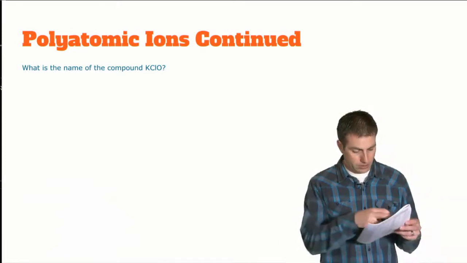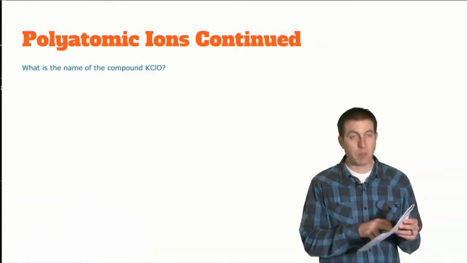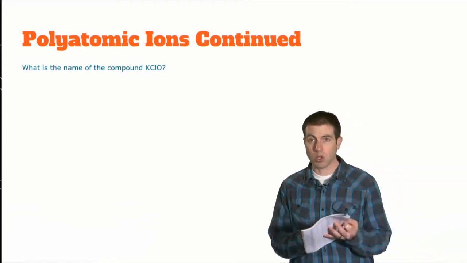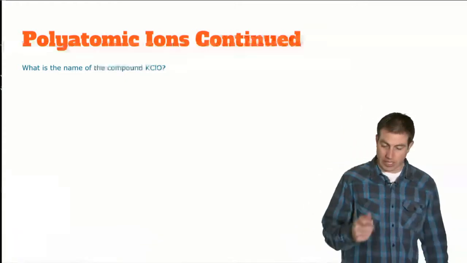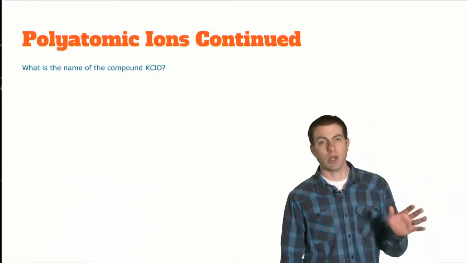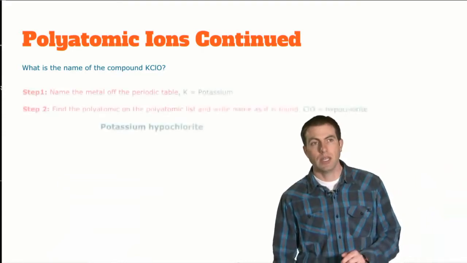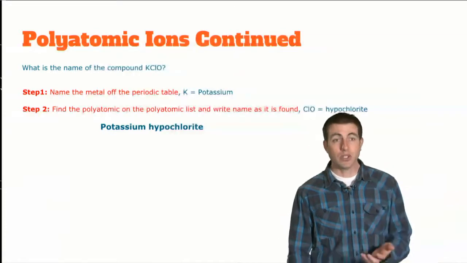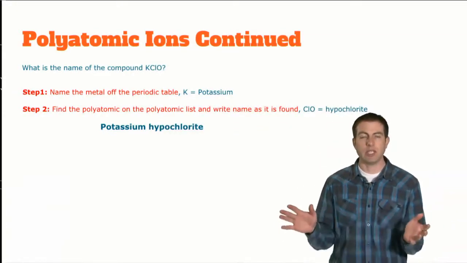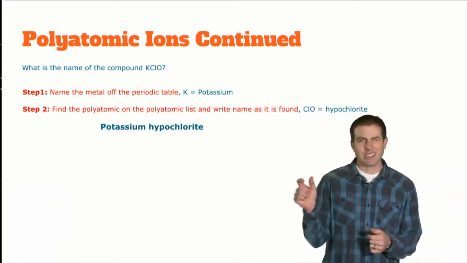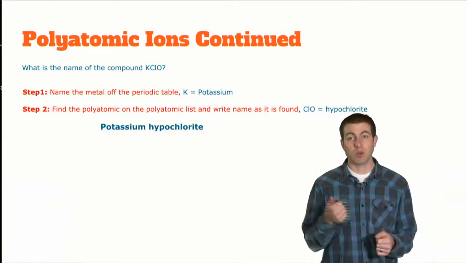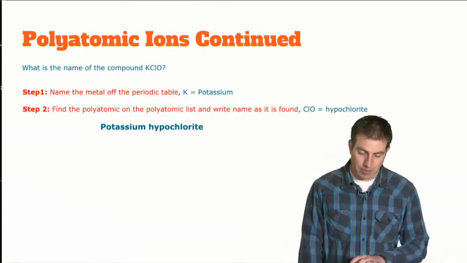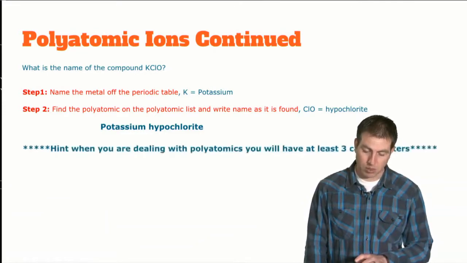I'm going to find it. ClO. It's about midway down on that left column there. And Abby is right. It's called hypochlorite. So if we were to name this thing, we'd name our metal first, just like we always do. K, potassium. And then we call ClO hypochlorite. And the really cool thing about naming these things is we don't have to change the endings, because the ite is what makes it special. If we changed it to hypochloride, we'd get really confused. But this is hypochlorite. So this is potassium hypochlorite.